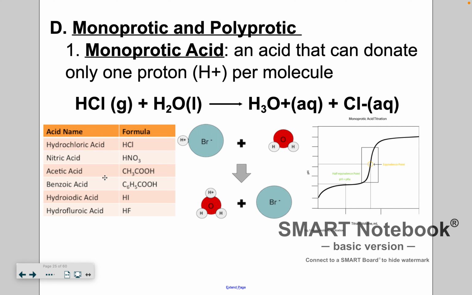So here are some other examples of monoprotic acids. Nitric acid just has the one proton there. Acetic acid, I believe it is the last H on here. Benzoic, the last H here. Hydroiodic acid. And then we have our hydrofluoric acid, but again, just one H.